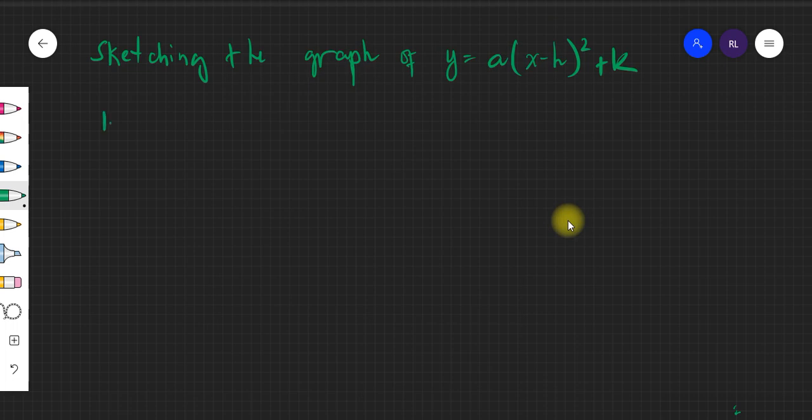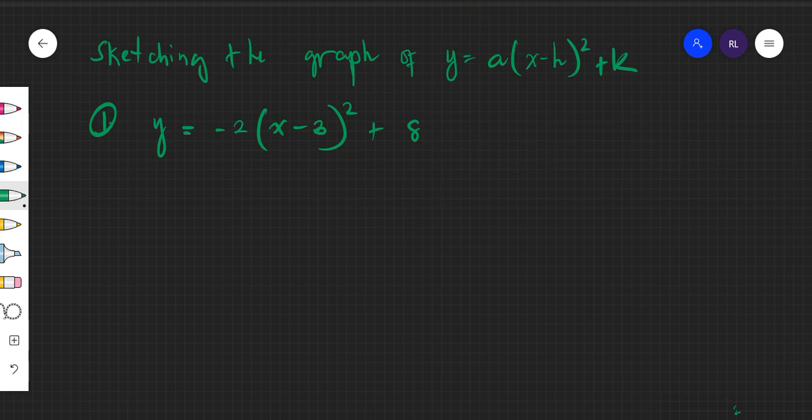Number one, we have, let us say, y equals negative 2 times the quantity x minus 3 squared plus 8. So here we have a is negative 2, then h is 3, then k is positive 8.